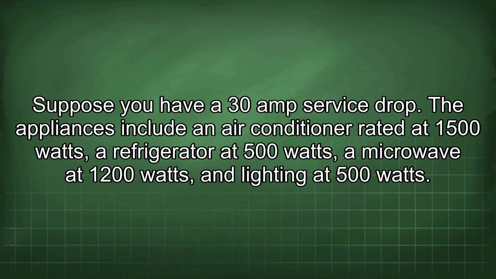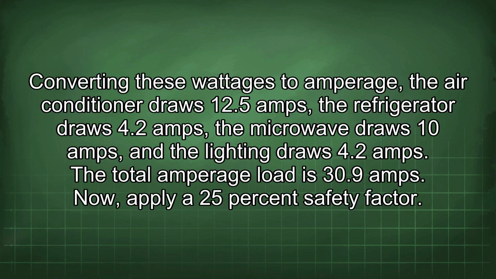Suppose you have a 30 amp service drop. The appliances include an air conditioner rated at 1500 watts, a refrigerator at 500 watts, a microwave at 1200 watts, and lighting at 500 watts. Converting these wattages to amperage, the air conditioner draws 12.5 amps, the refrigerator draws 4.2 amps, the microwave draws 10 amps, and the lighting draws 4.2 amps. The total amperage load is 30.9 amps.